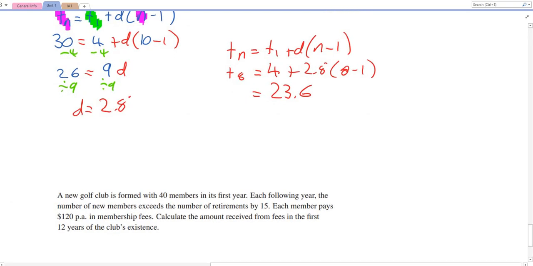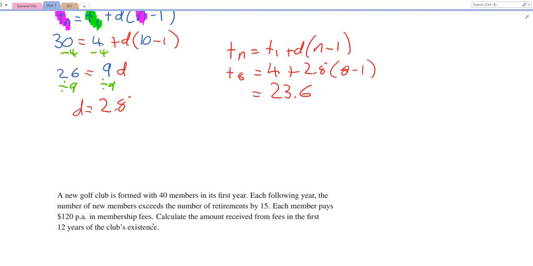So guys, a new golf club is formed with 40 members in its first year. Each following year, the number of new members exceeds the number of retirements by 15. So what does that mean? Every year, the number of people who retired, they get 15 more. So it goes up by 15 each year, basically. Each member pays $120 in membership fees. Calculate the amount received from fees in the first 12 years of the club.